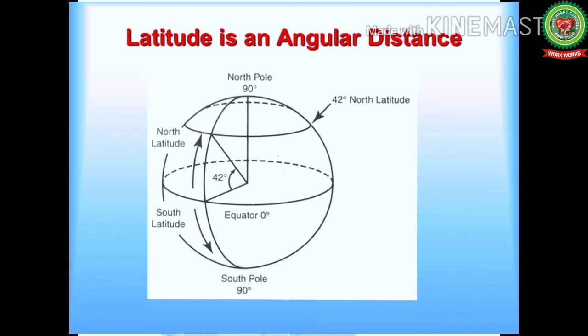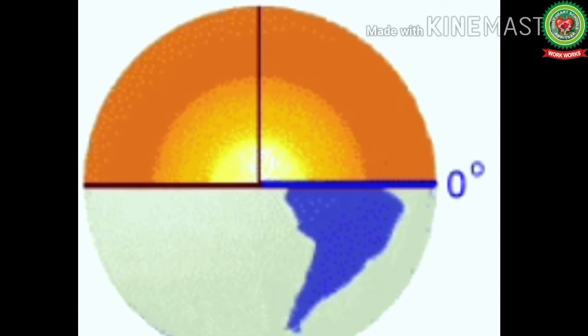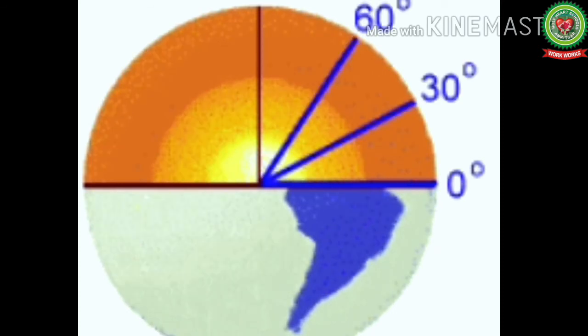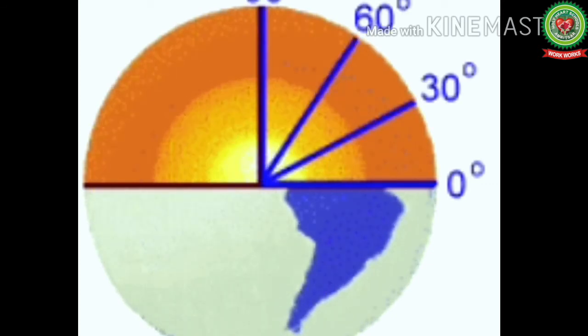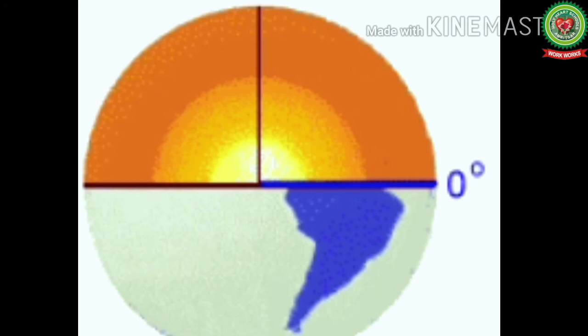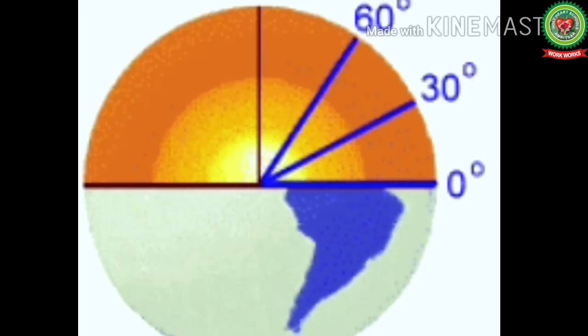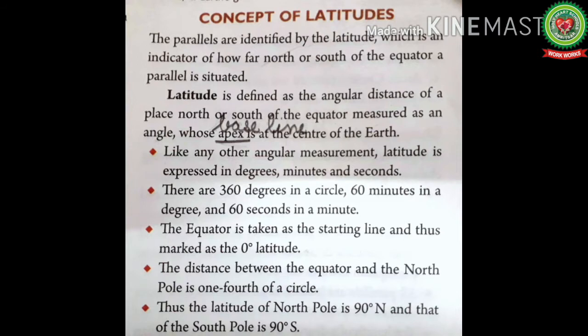Latitude is defined as the angular distance of a place north or south of the equator, measured as an angle whose apex, meaning baseline, is the center of the earth, that is, the equator. Like any other angular measurement, latitude is measured in degrees, minutes and seconds, which I have already told before. There are 360 degrees in a circle, 60 minutes in a degree and 60 seconds in a minute.